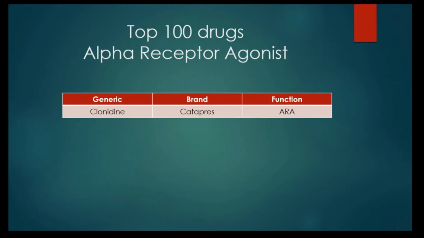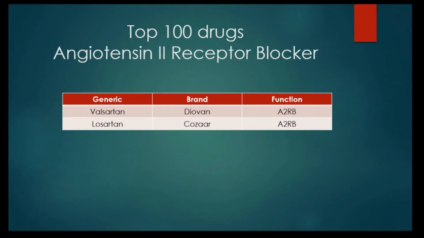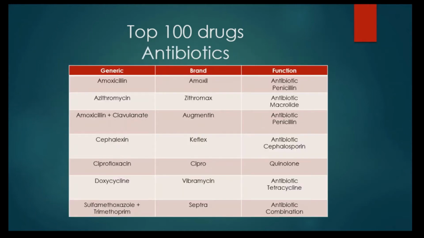We've got alpha receptor agonists. We've got clonidine as Catapres. Next we've got angiotensin II receptor blockers. We've got valsartan, brand name is Diovan, and then losartan, and the brand name is Cozaar.